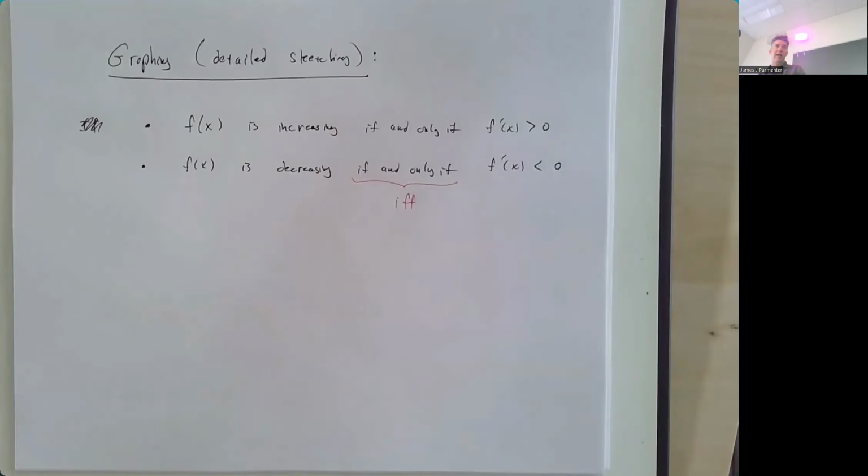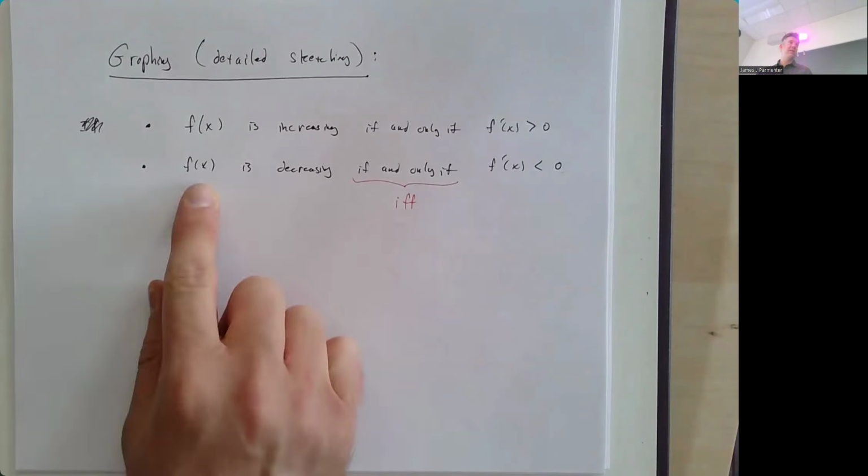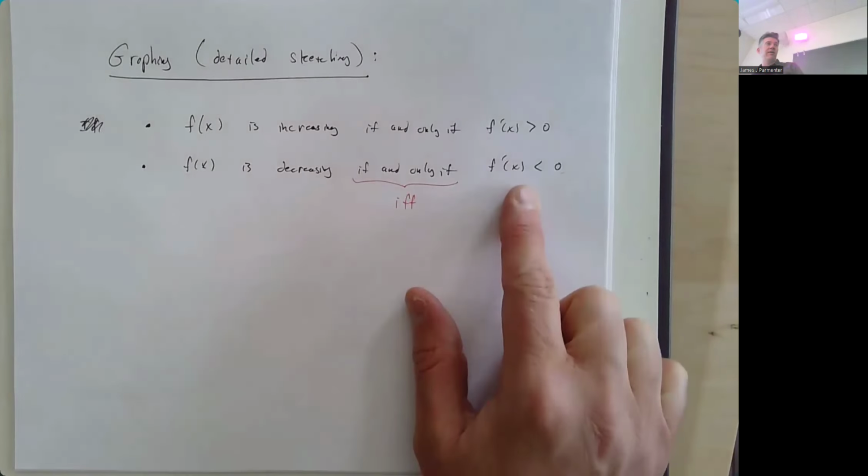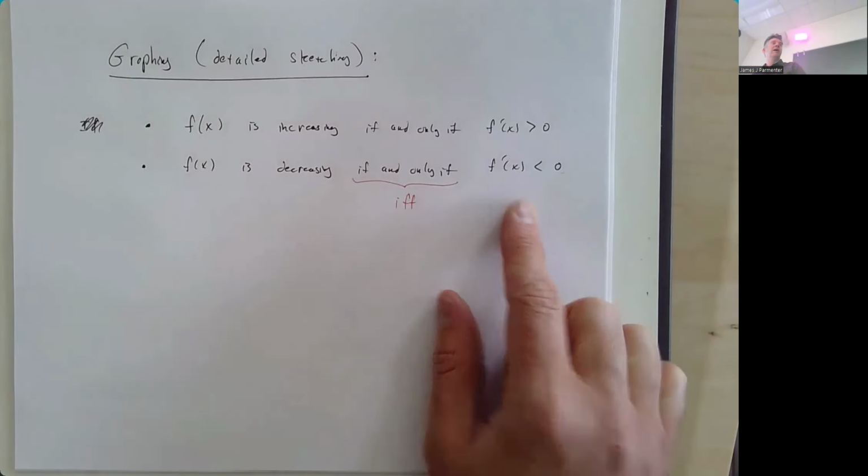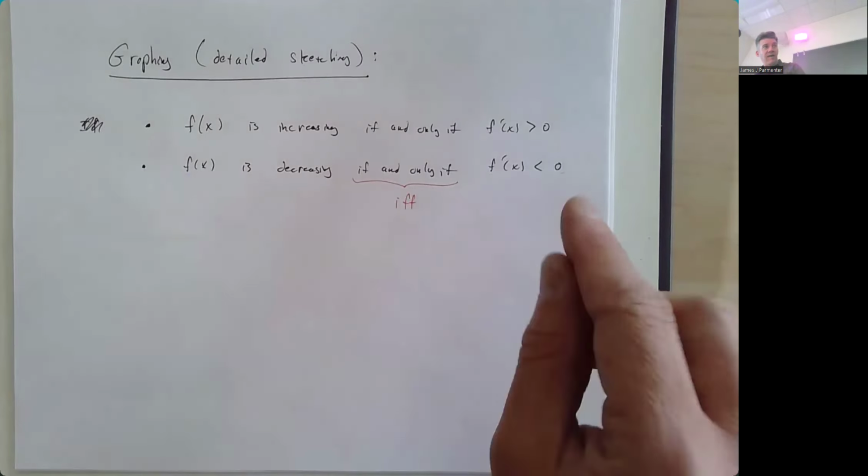That's what they mean when they write if with 2 F's, meaning that both directions imply each other. This statement says if f of x is decreasing, then f prime of x is negative, and vice versa. If f prime of x is negative, then f of x is decreasing. That's what an if and only if statement means, or a bidirectional implication. Okay. We use that fact a lot.